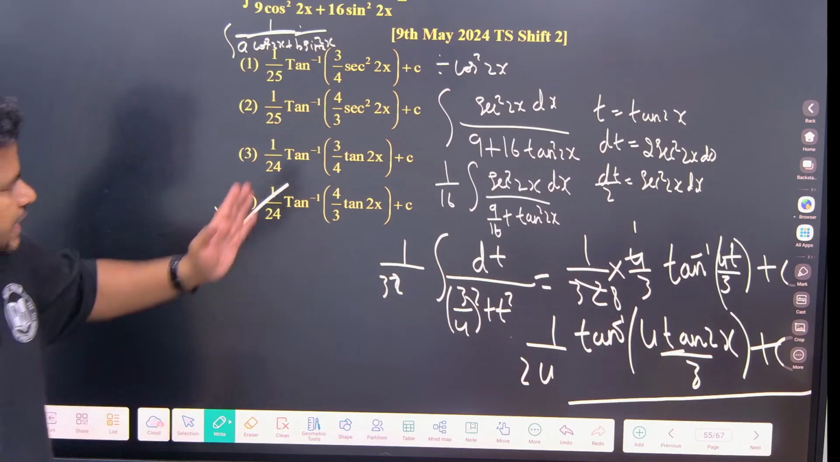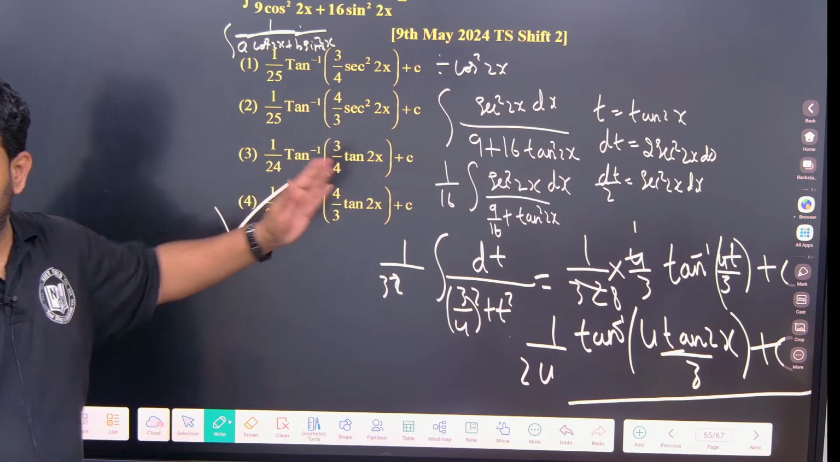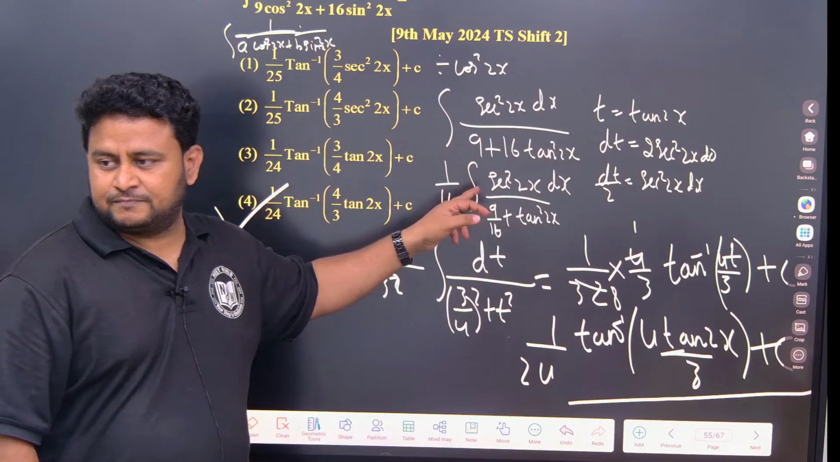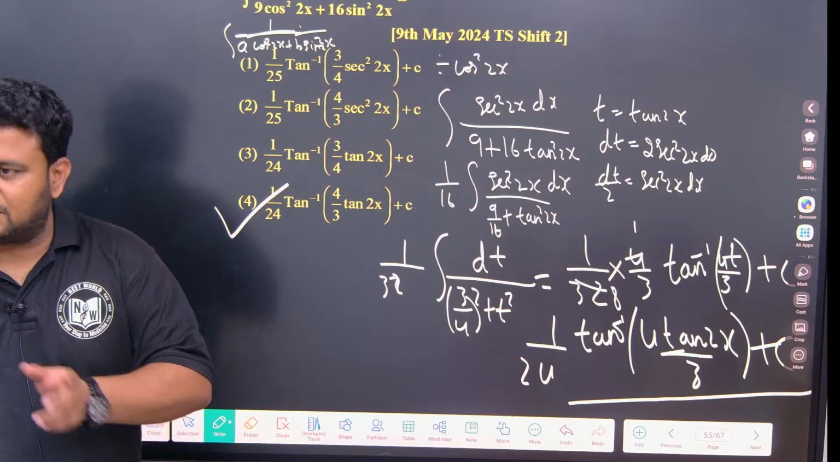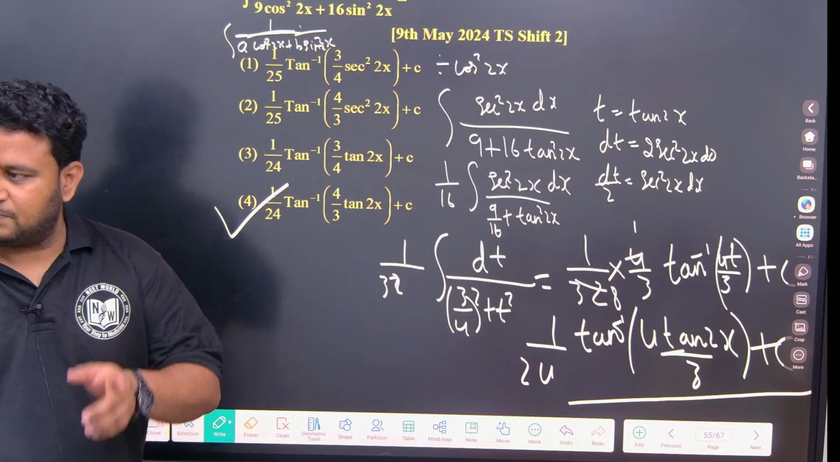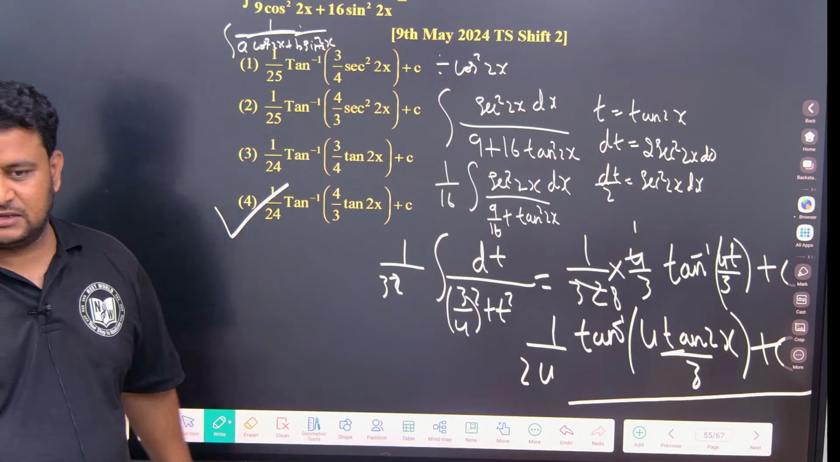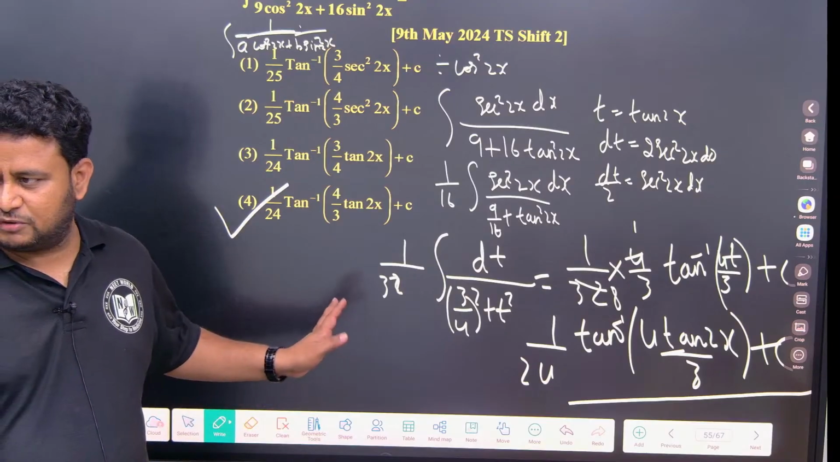That means I have to remove 16 outside. If I remove 16 outside, this will become 9 by 16. So you will get it of the form 1 by a square plus x square, that is 1 by a into tan inverse of x by a. That way you will be able to solve. Clear? Understood?